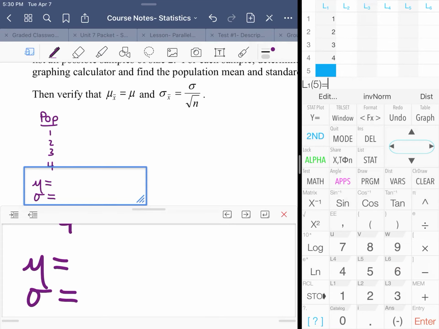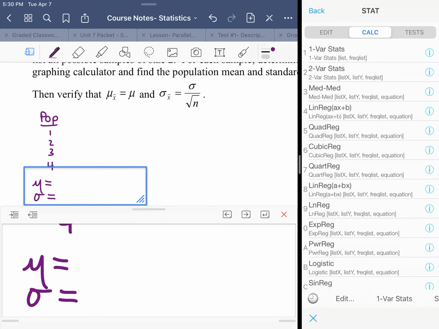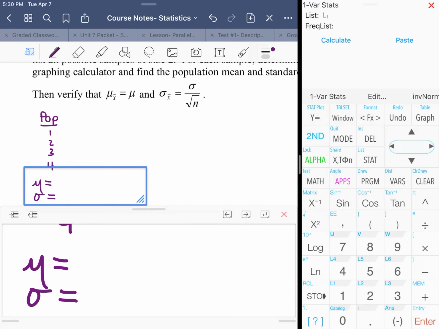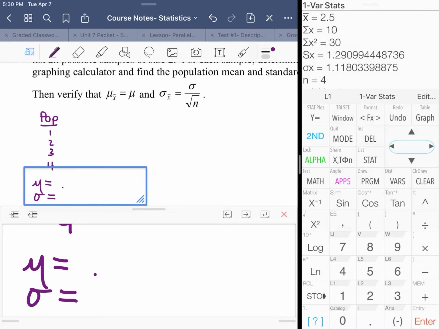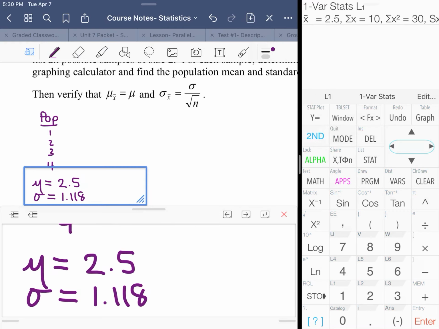So we have 4 values, 1, 2, 3, and 4. I'm going to quit out of there. Stat, calc, option 1. My data values are only in L1. I'm going to calculate. So we have a mean of 2.5, and a population standard deviation of 1.118. All right. So that 1.118, I'm just going to hold on to that value because we're going to need that later.